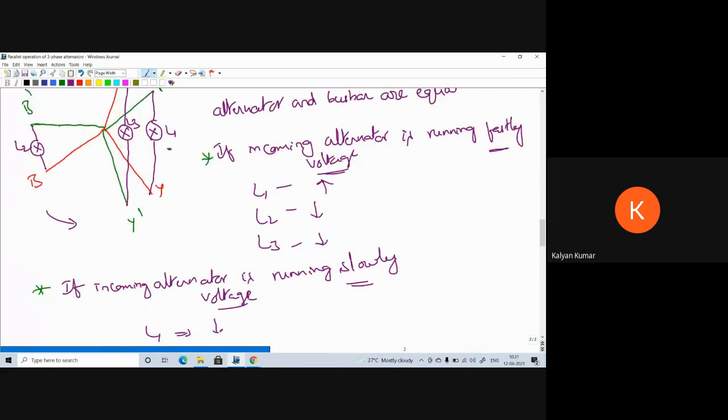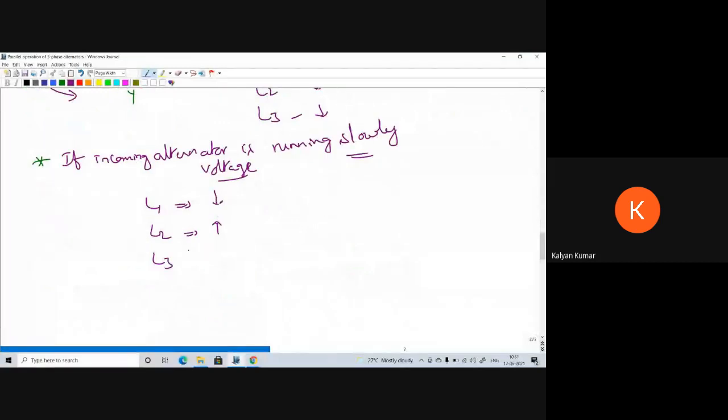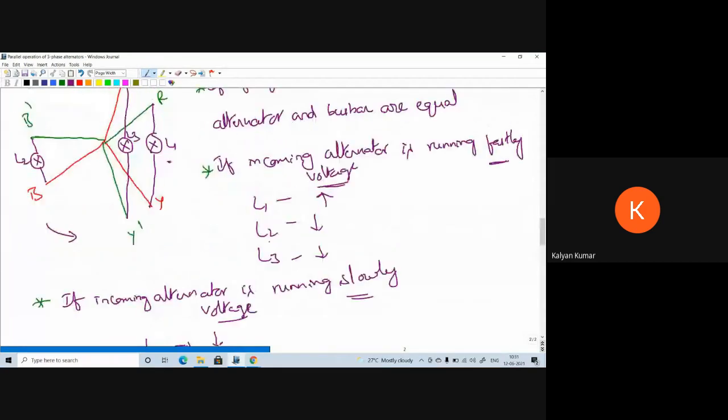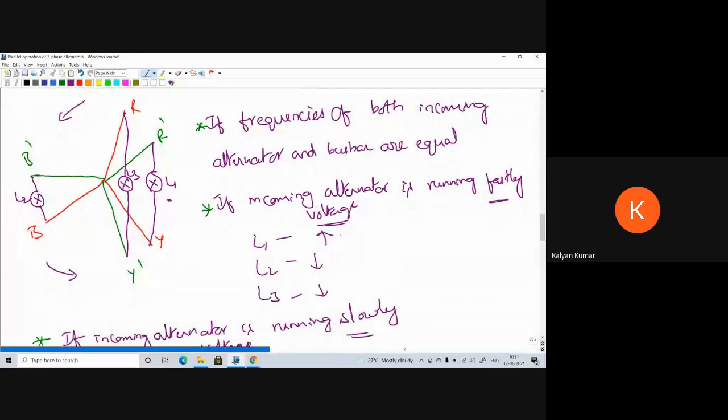ఇది స్లో అయిపోయింది. బి డాష్ బి ఏమో కాన్స్టెంట్ స్పీడ్ మూవ్ అవుతా ఉంది. ఆ స్పీడ్ కన్నా బి డాష్ స్పీడ్ తగ్గిపోయింది కాబట్టి డిస్టెన్స్ పెరుగుతూ పోతుంది. సిమిలర్లీ వై డాష్. సో L3 వోల్టేజ్ పెరుగుతుంది. దేర్ఫోర్ when the incoming alternator is running at the same speed as that of the bus bar or existing alternator, then the lamp voltages L1, L2, L3 will remain constant.